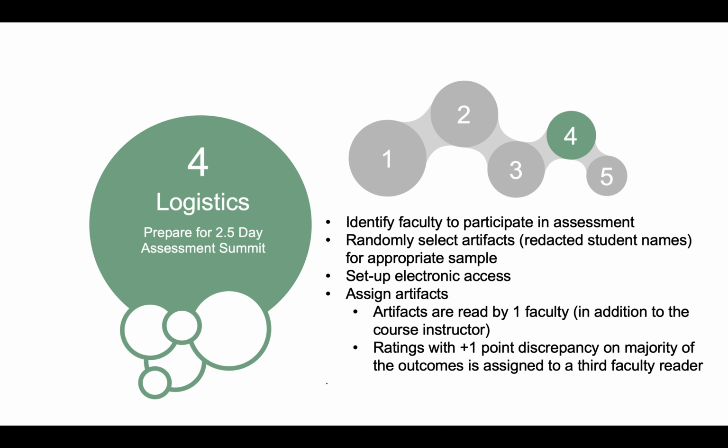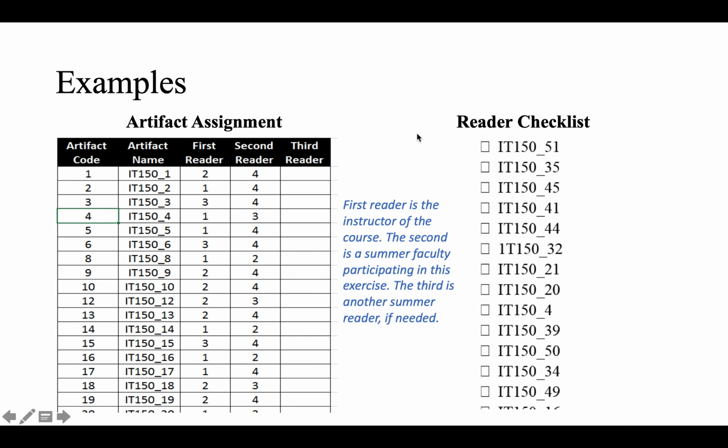I'll go to step 5 in a second. This is an example of what it might look like in terms of who's looking at these assignments, and to be able to assess them. So step 5 would be an assessment summit where faculty members would come in and actually read artifacts. This is what it might look like when you sat down at a computer. You would have different artifacts in front of you as a computer file. The first reader would be the faculty member who already looked at it. You would be the second reader, and then if necessary, a third reader would be assigned.